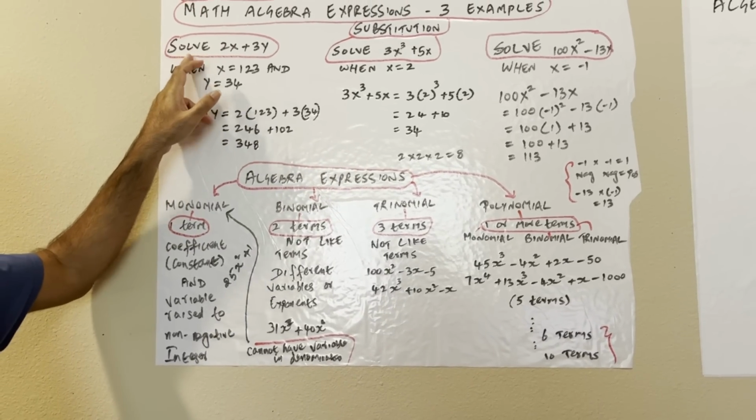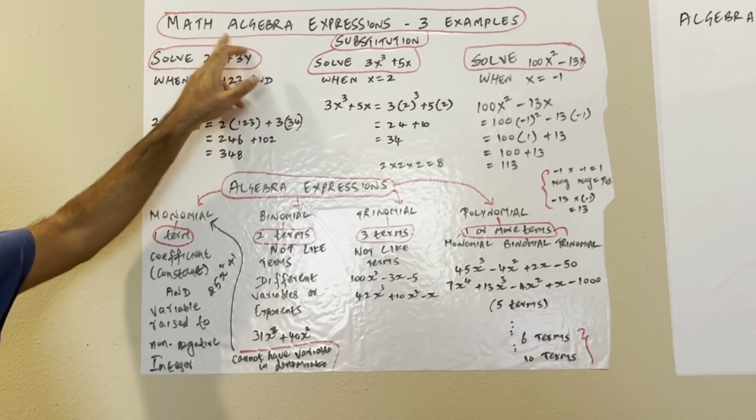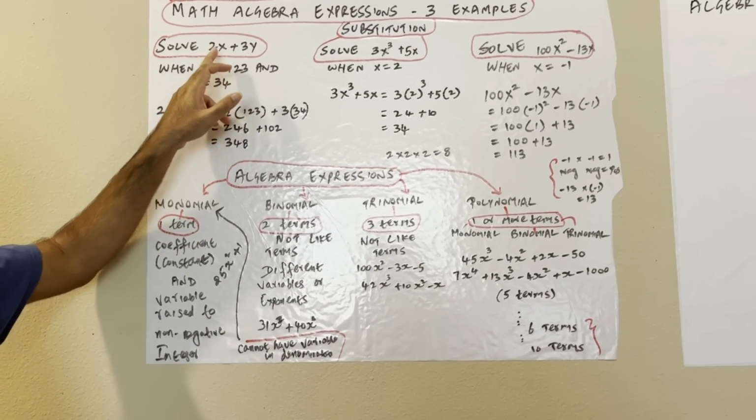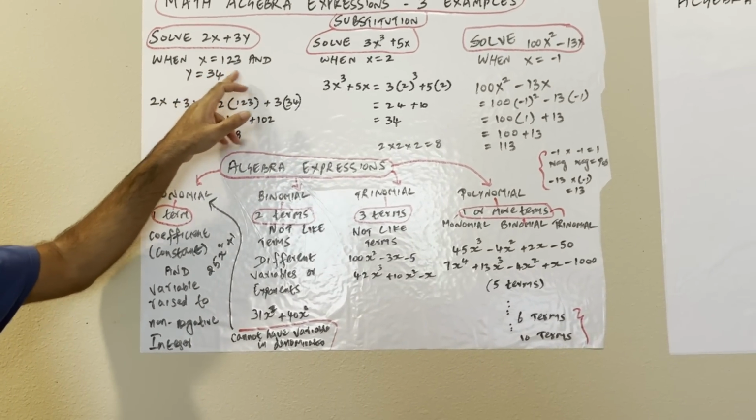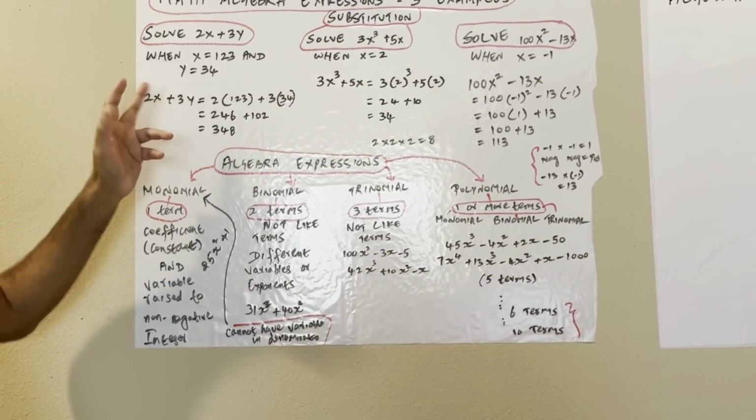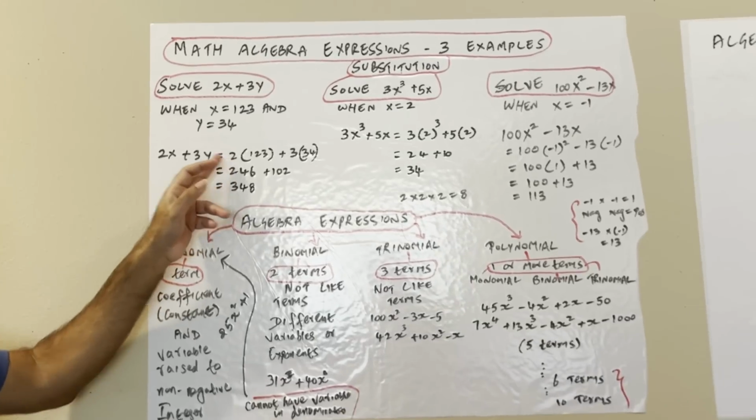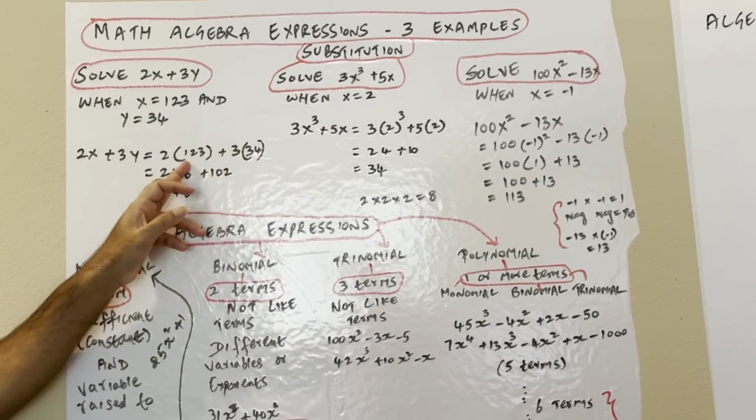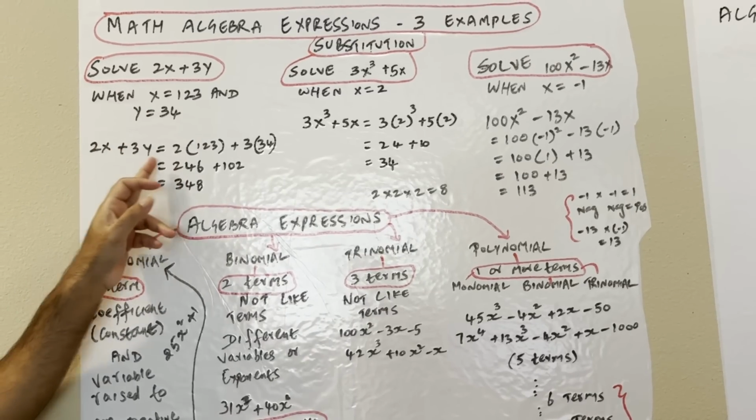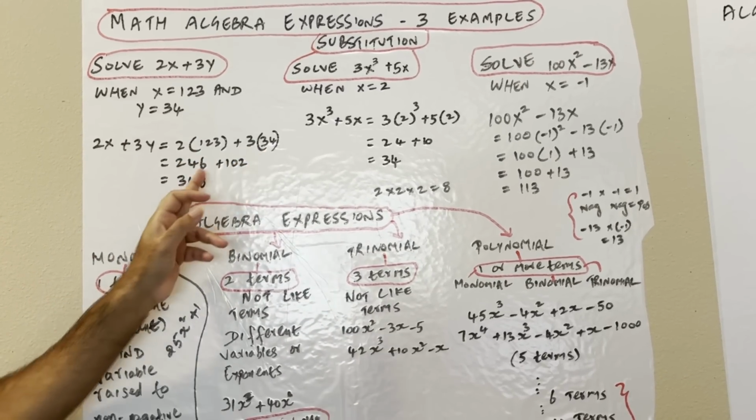For example, solve 2x plus 3y. This is called an equation. x and y are variables. When x equals 123 and y equals 34, how do we solve it? Substitute. This is called the substitution method of solving equations. Substitute x and y with 123 and 34.